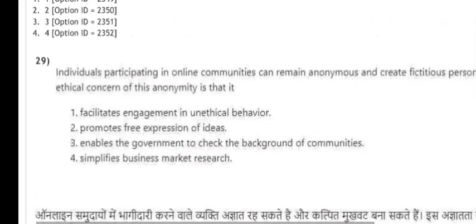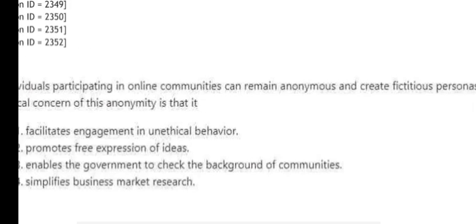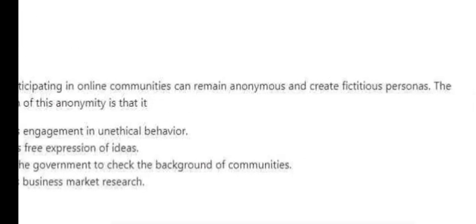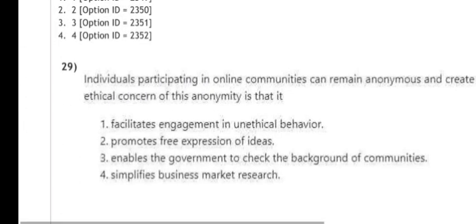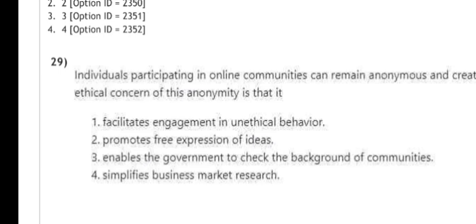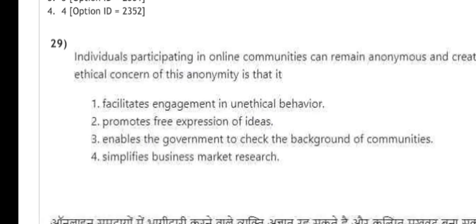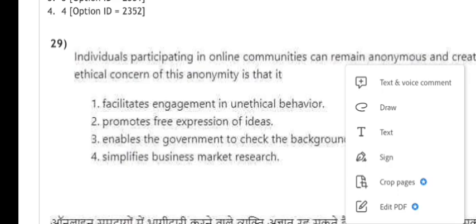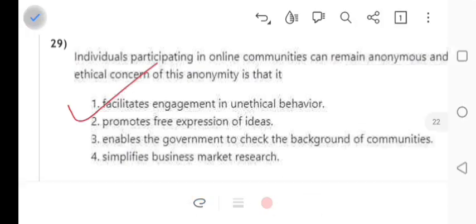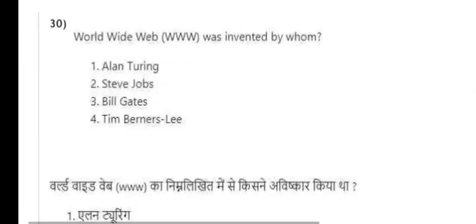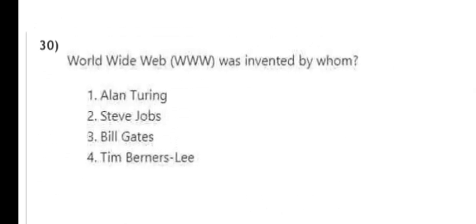Next, individuals participating in online communities can remain anonymous and create fictitious personas. The ethical concern of the anonymity is that it: 1. facilitates engagement in unethical behavior, 2. promotes free expression of ideas, 3. enables the government to check the background of communities, 4. simplifies business market research. So it will be facilitates engagement in unethical behavior. Next, the World Wide Web, WWW, was invented by whom? Alan Turing, Steve Jobs, Bill Gates, Tim Berners-Lee. So it will be Tim Berners-Lee.